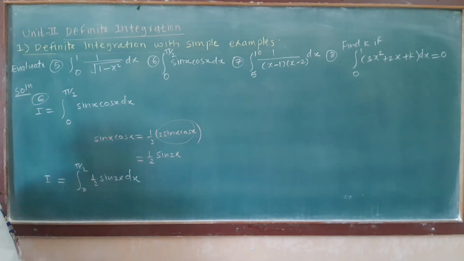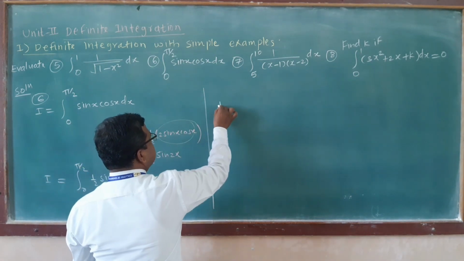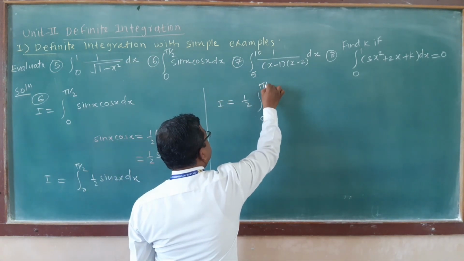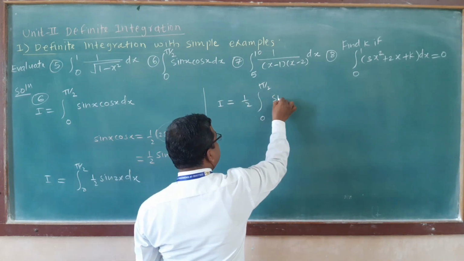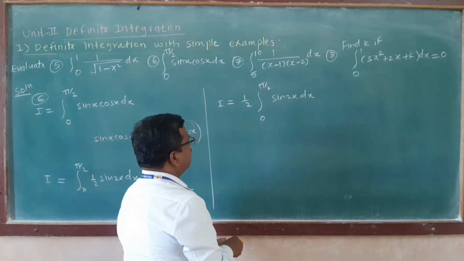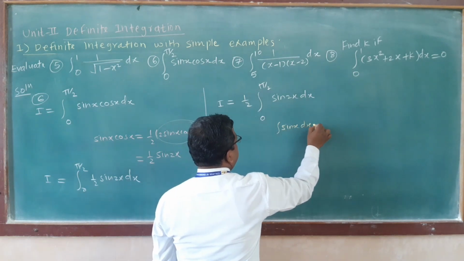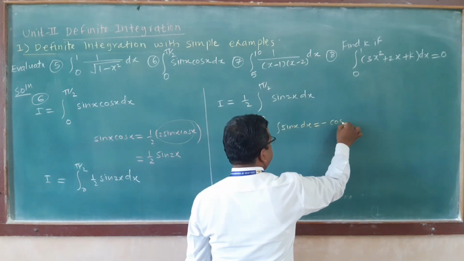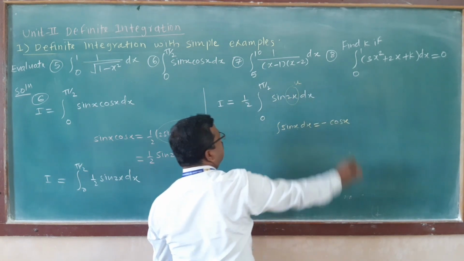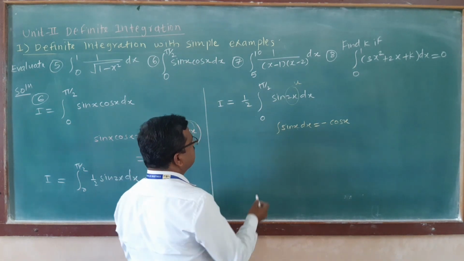Now, this is constant 1 upon 2, take it outside. Therefore, I is equal to half outside, integration from 0 to pi by 2 of sin 2x dx. Now, we know the integration of sin x dx is equal to minus cos x. Now, instead of x, here is a 2x. So, we call this u, that means a composite function. So, how to take integration of a composite function?